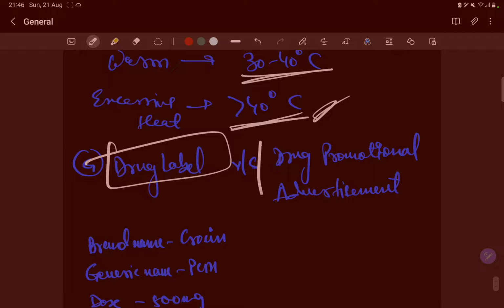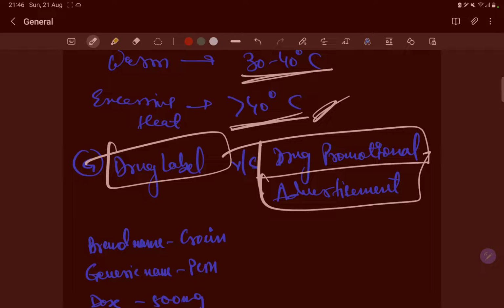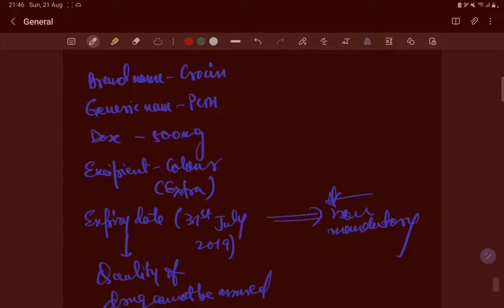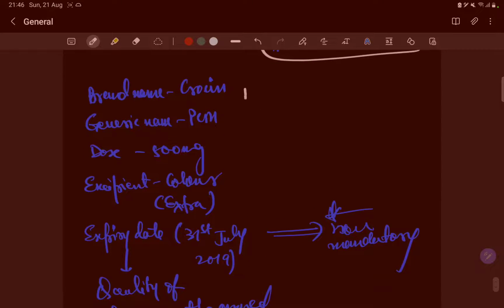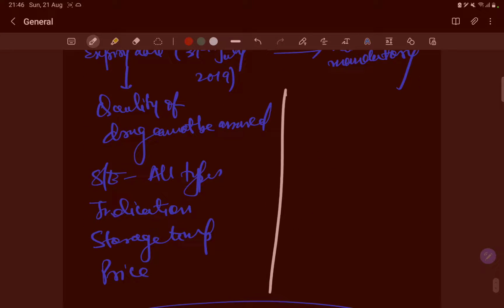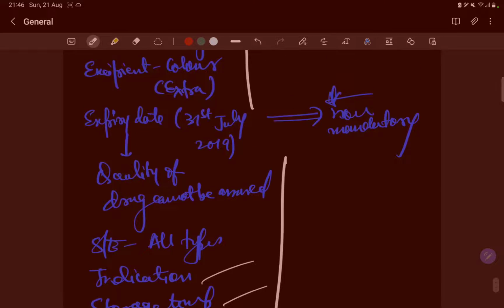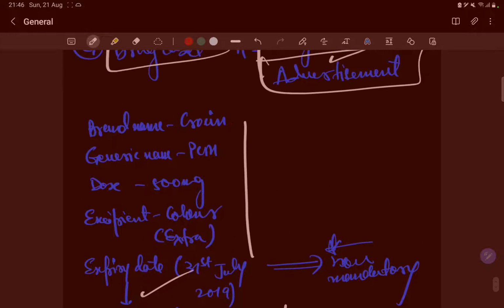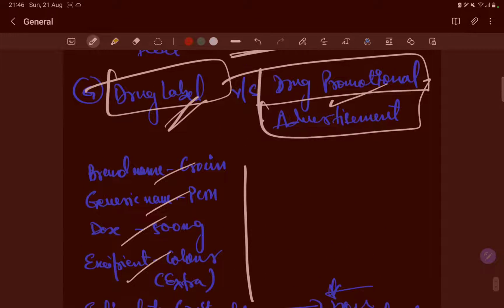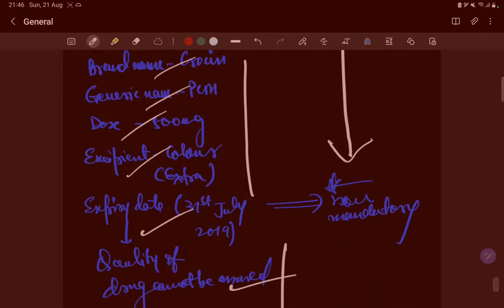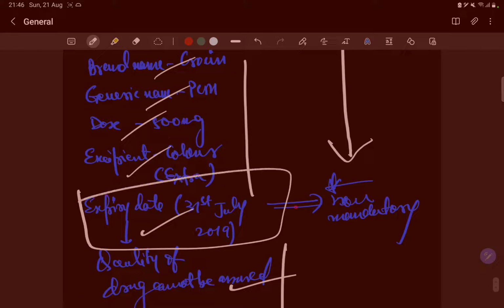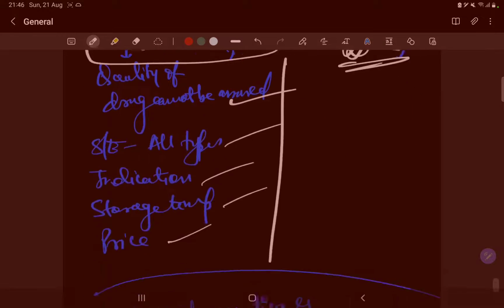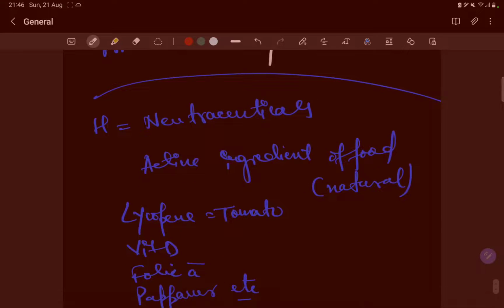Now drug label versus drug promotional advertisement. How is the drug promotional advertisement different? Now all things are nearly same: price, storage temperature, indication, side effect, all types. Quantity of drug cannot be assured. Expiry date will be there. Excipient, dose, generic name, brand name will be there in the drug label. But in the drug promotional advertisement, expiry date is not mandatory. Expiry date is not mandatory. That is important.